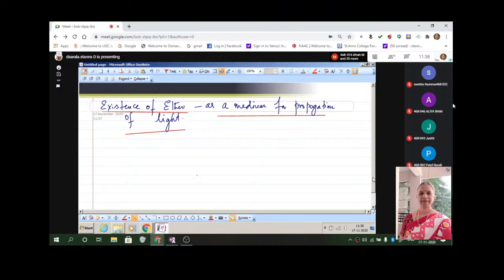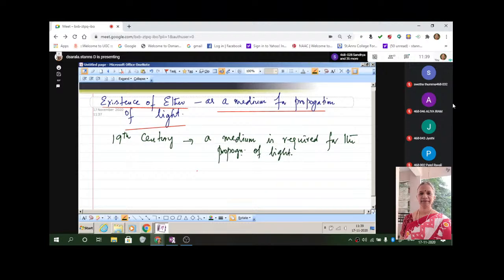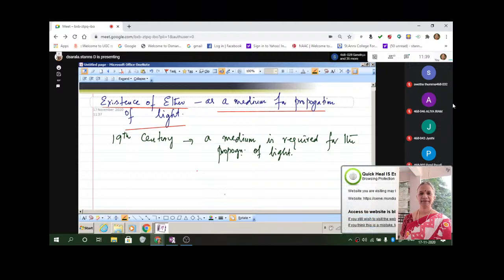Let us see what we are talking about. Initially, in the 19th century, we are in the 21st century now, we are talking about the 19th century. The physics started there. In that century, the scientists thought that a medium is required for the propagation of light.